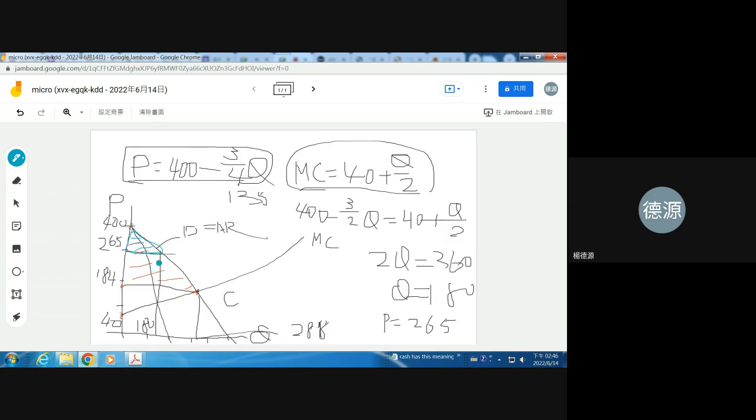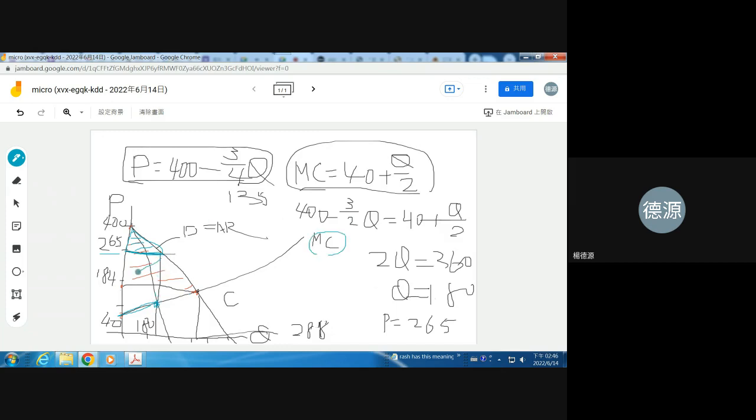Here, this is the price, 265. That is the price the producer actually gets. And how much is the producer willing to accept? The producer is willing to accept the marginal cost. So 265 is the price the monopolist actually gets, and he's willing to accept the marginal cost here.